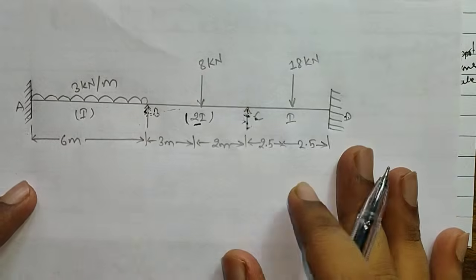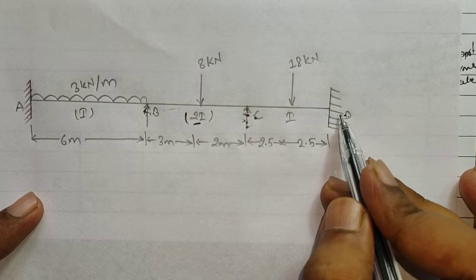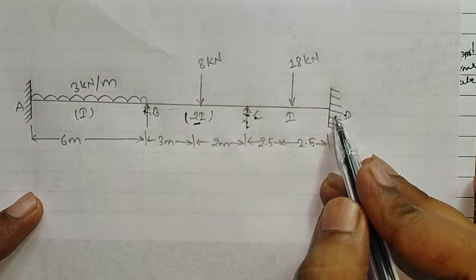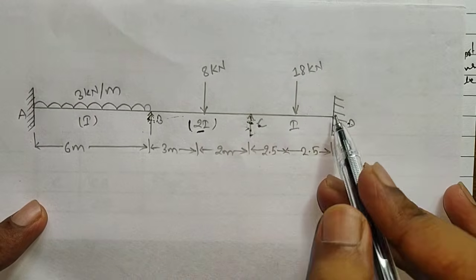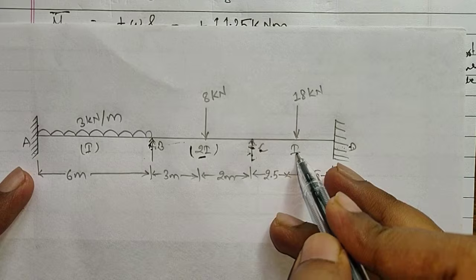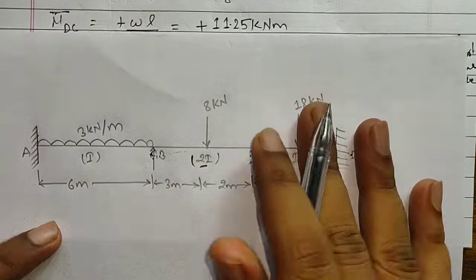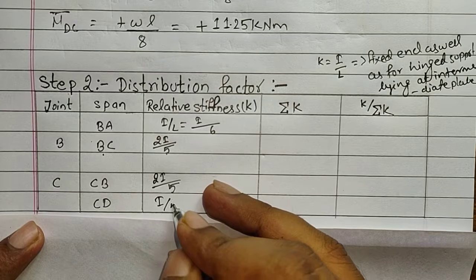Similarly, for span CD, now see here guys, our D end is a fixed support, and for the fixed support we need to take the relative stiffness as I by L, and the I is simply I, and the L is 5 meter. So we need to write it down here, I upon 5.